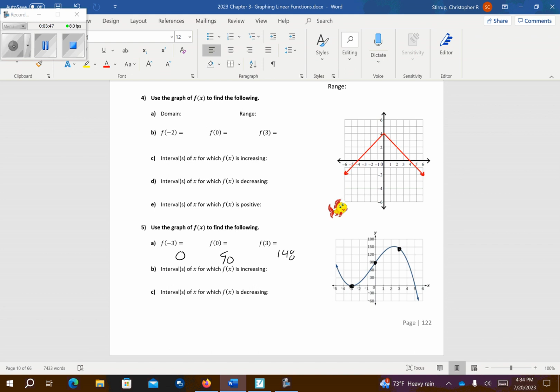Intervals where it's increasing here. Okay, so it's going from negative 3 to positive 3. Where is it decreasing? It's decreasing here and here. So that's negative infinity, that's positive infinity. So it's decreasing from negative infinity to negative 3. And it's also decreasing from 3 to infinity. So it's going down.